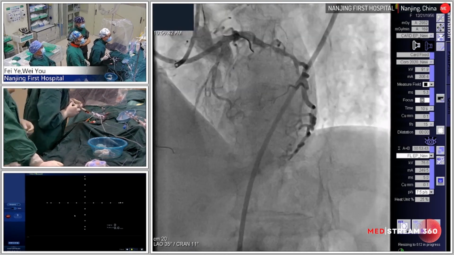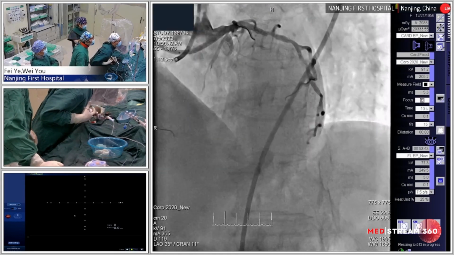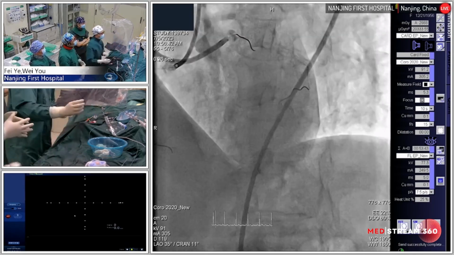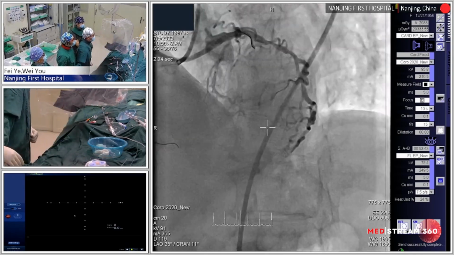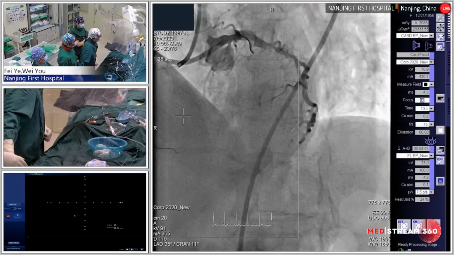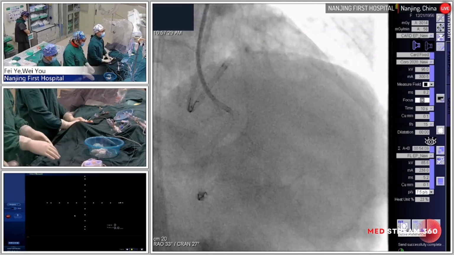Seems no damage, no contrast staining or perforation. I think it's okay. Okay, try to use the surfing technique from the distal PDA. Yeah, previous view, please. Okay. Use a longer microcatheter. Yeah.